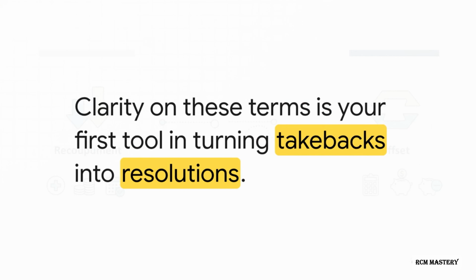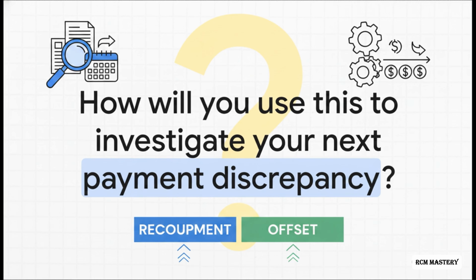So here's the bottom line. You can't fight what you can't name. When a payer takes money, just knowing whether to ask about the why, the recoupment, or the how, the offset, is your single most powerful tool. It completely changes the conversation and puts you back in control. So, the next time you see a payment discrepancy, don't just call it a take-back. Ask yourself, am I investigating the reason for this, the recoupment, or am I tracing the action, the offset? Making that distinction is the difference between being reactive and being strategic, and it will get you to a resolution and get your money back so much faster.